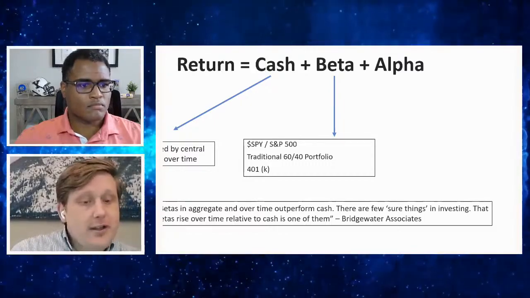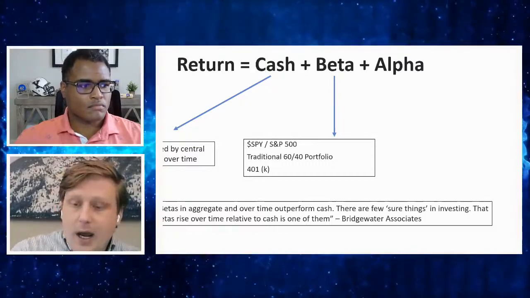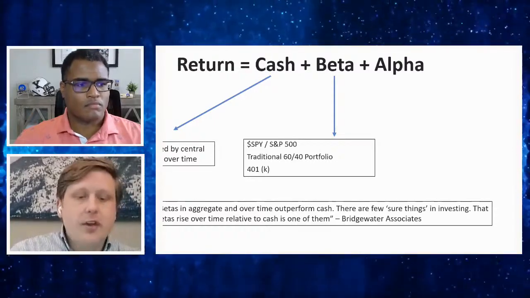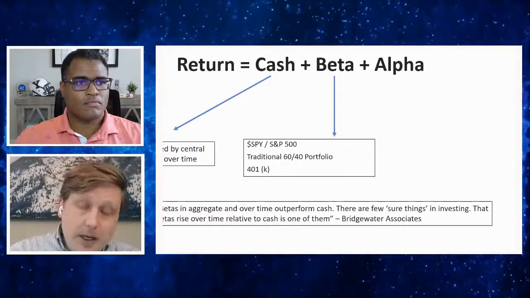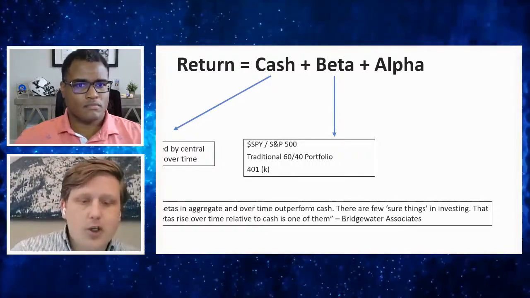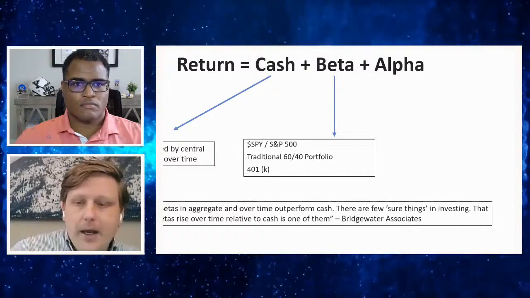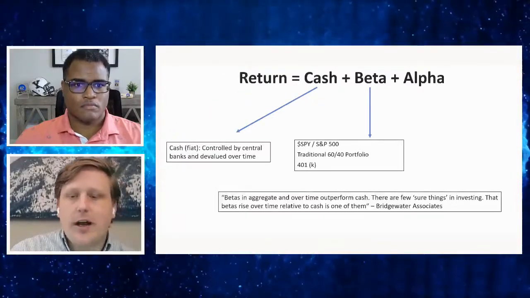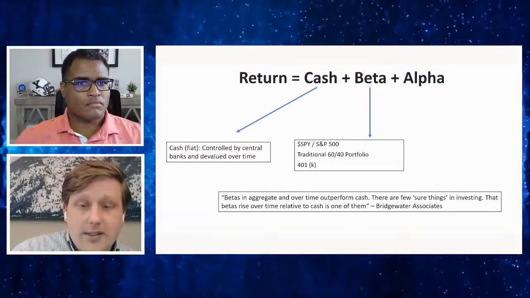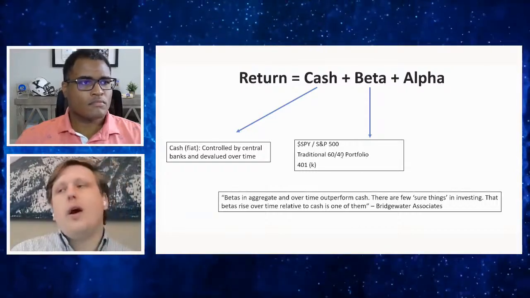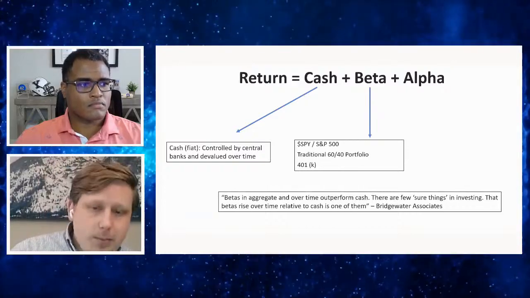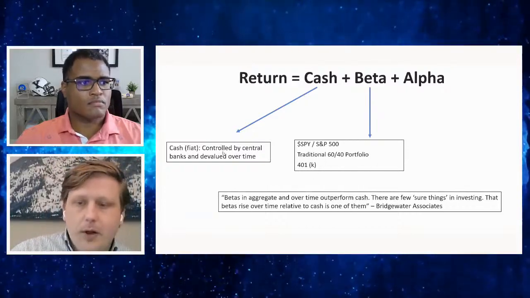There are few sure things in investing. That betas rise over time relative to cash is one of them. So there's few sure things in life in general, and especially in investing, there's very few sure things. But if you could bet on one sure thing, it is that your beta will outperform cash over time. So this traditional 60-40 portfolio does that. Over the long run, if you weather the ups and downs of the economic and the debt cycle, this portfolio will outperform cash over time.